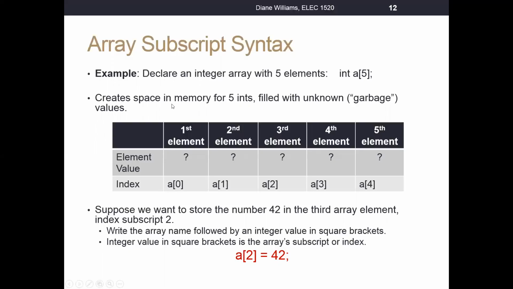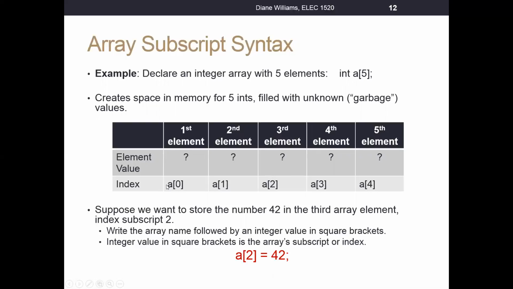Right. When it creates the array, just like other C variables, they're filled with unknown garbage, right? If we don't initialize it to something, we don't know what's stored in there. But if I wanted to store something at subscript 2, so in this location, if I want to store the number 42, I say the name of the array A, the index location 2, and assign it the value of 42. And in that case, it will overwrite the memory and store 42 in there.